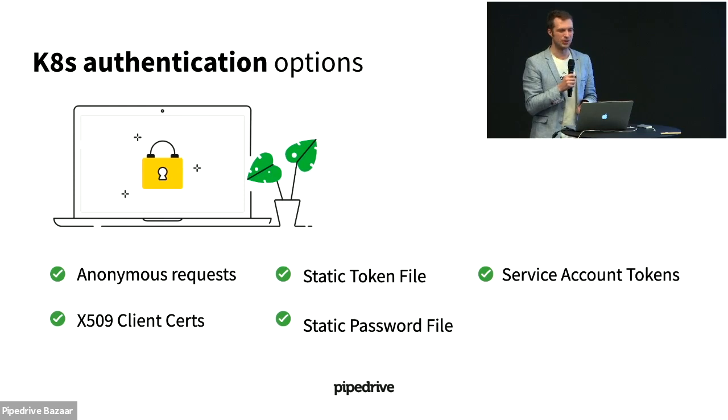But what are the authentication options? How do you prove who you are? Funnily, Kubernetes supports anonymous requests. It's not enabled by default, but I don't even know good use cases for it. So don't enable it.